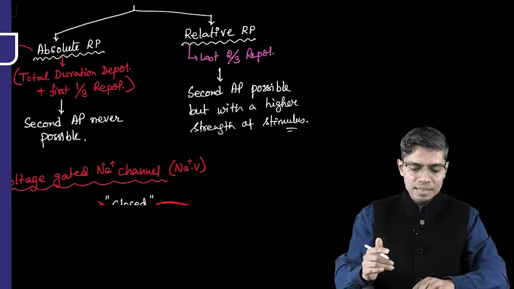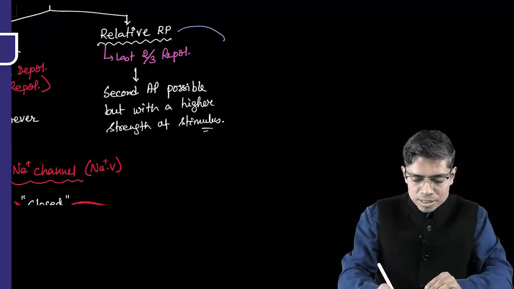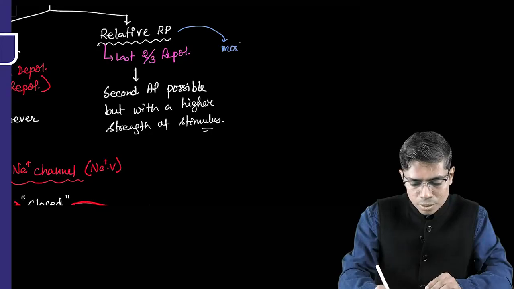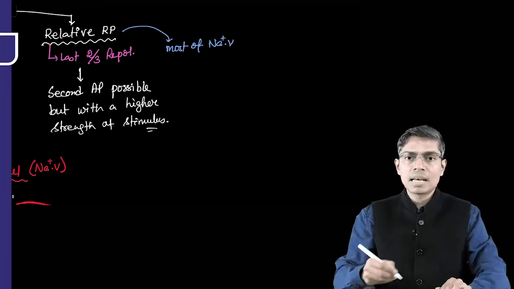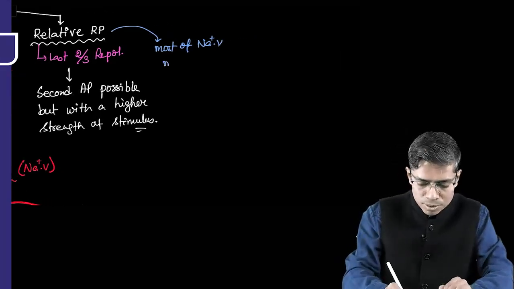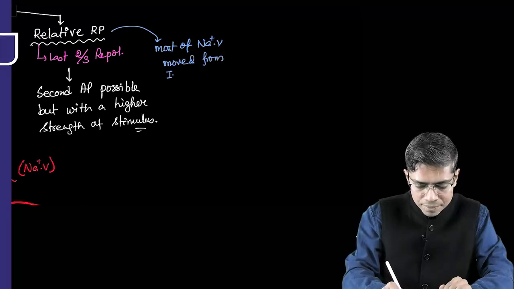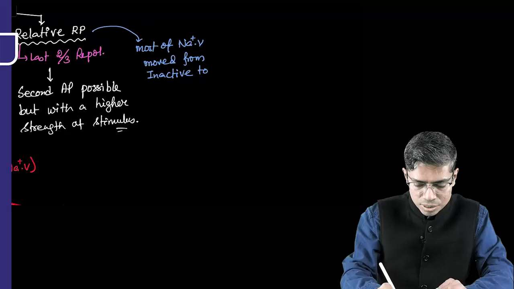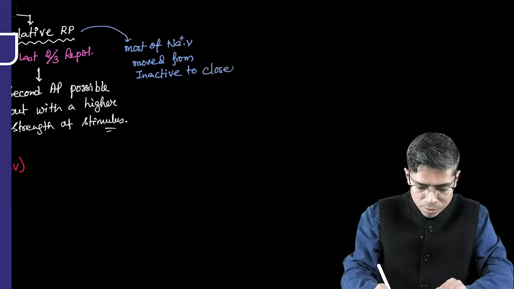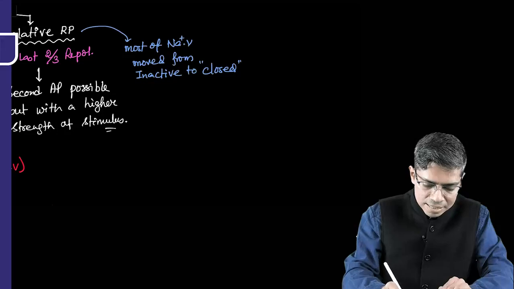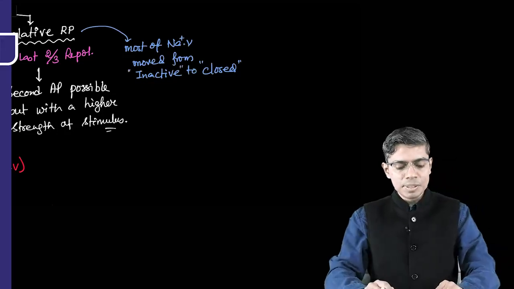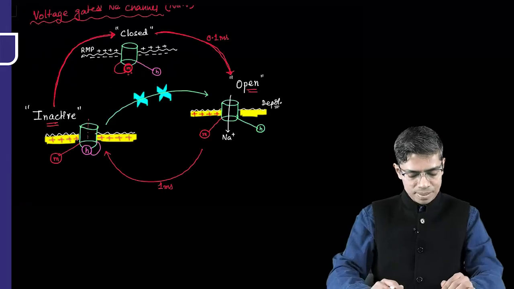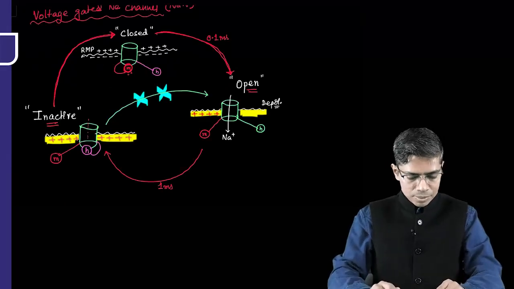Now a relative refractory period means most of the Nav channels have moved from the inactive to the closed stage. Inactive to closed stage. Most of the channels have moved from inactive stage to closed stage, and that period will be known as relative refractory period. Look at this. Okay, I'll explain with some numbers.